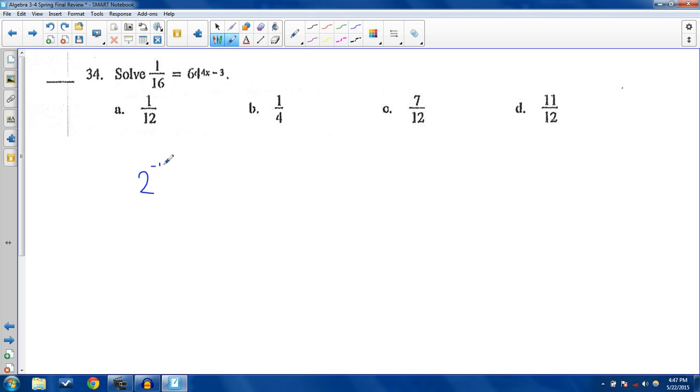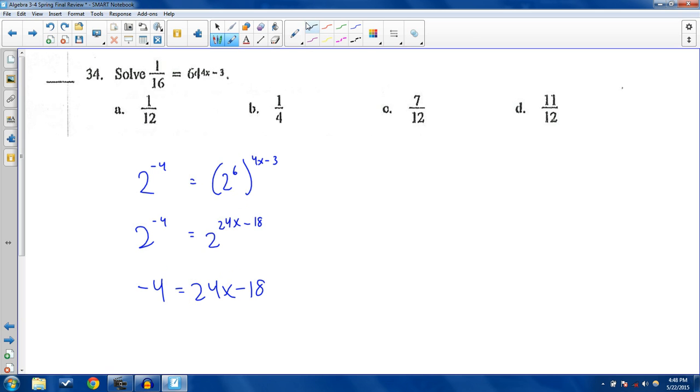So two different bases I can use here that 16 and 64 both work with. 2. I could have done that, where I get 2 to the negative 4th equals 2 to the, these get multiplied, 24x, so 24x minus 18. And then I set negative 4 equal to 24x minus 18. I could keep going there and solve for x.